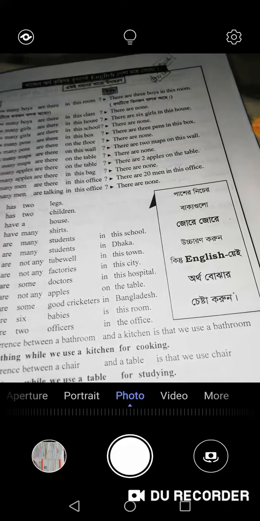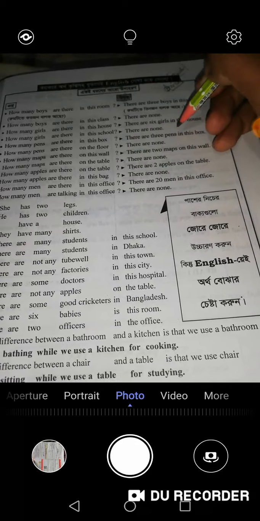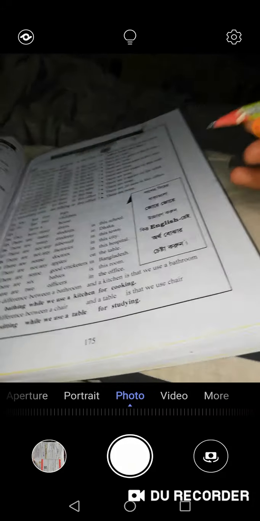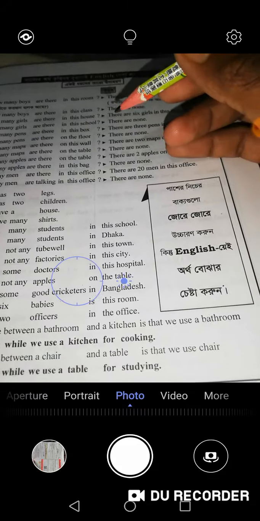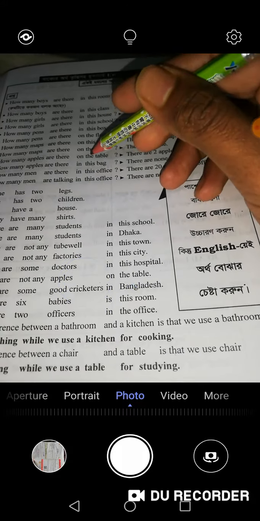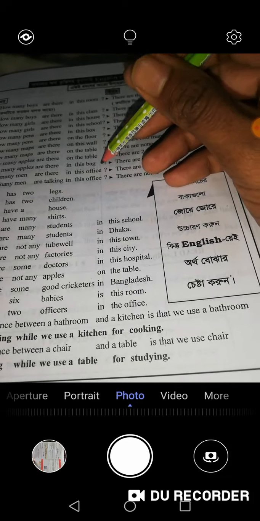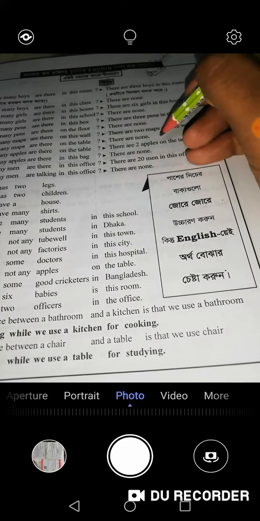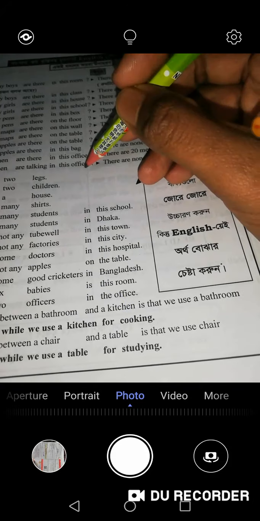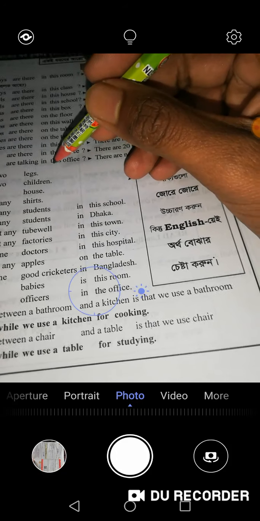How many pens are there in this box? There are three pens in this box. How many pens are there on the floor? There are none. How many maps are on the wall? There are two maps on this wall. How many maps are there on the table? There are none. How many apples are there on the table? There are two apples on the table. How many apples are in this bag? There are none. How many men are there in this office? There are 20 men in this office. How many men are talking in this office? There are none.